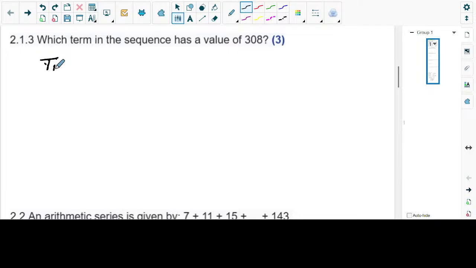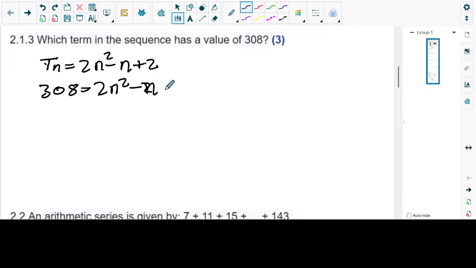So then we have Tn, which is equal to 2n squared minus n plus 2. So we're going to have 308 is equal to 2n squared minus n plus 2. Quadratic, eh? One side should be 0.